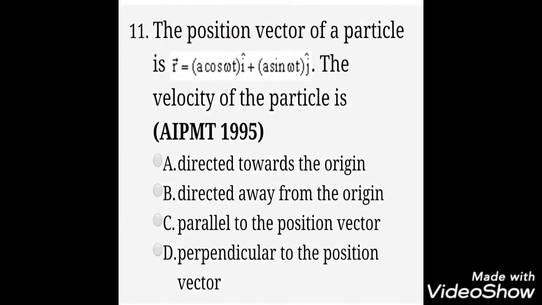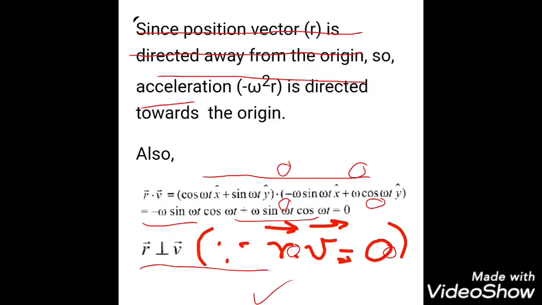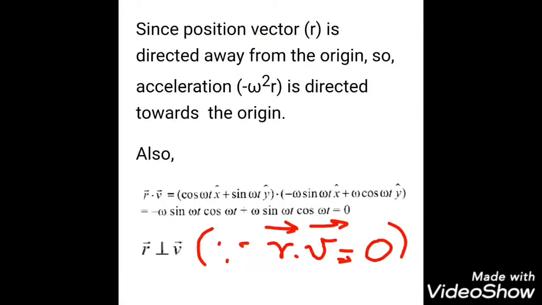So in the problem, what they have given is a cos omega t into i, a sin omega t into j. Here a cos omega t is along i, and a sin omega t is along j. Whatever it may be, they have given x and y, it is also i, it is also j, so you substitute it. So it is the position vector. When you differentiate, you get velocity. Again if you differentiate, you will get acceleration. So what we want to say here is that the position vector is directed away from the origin.